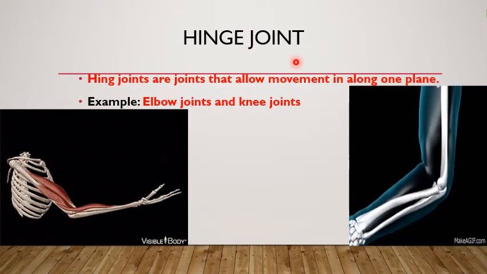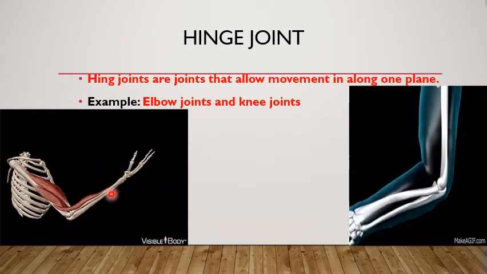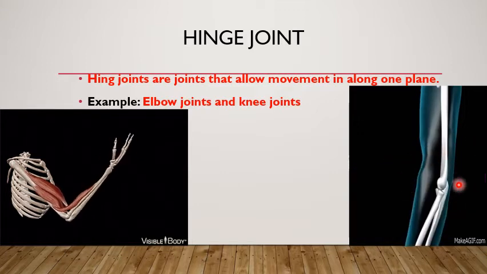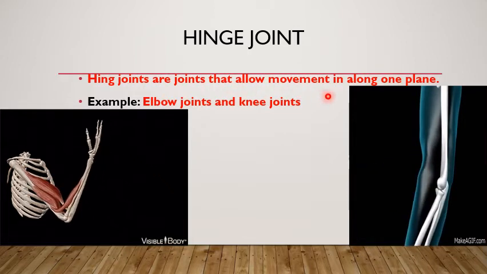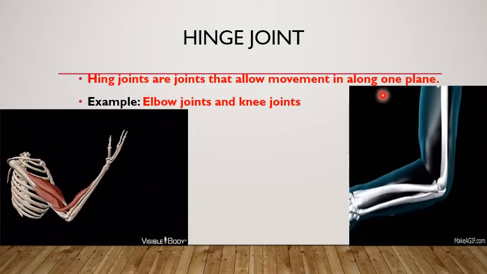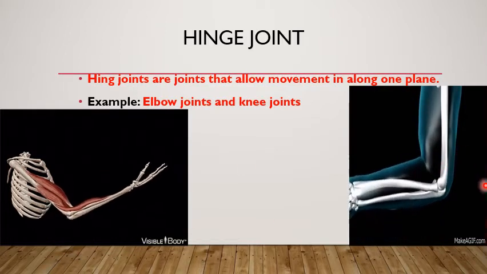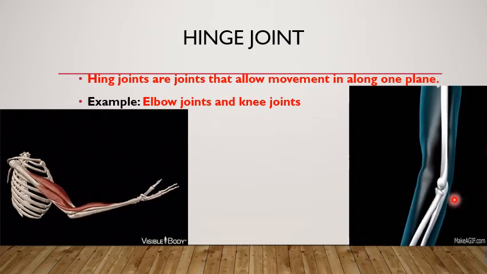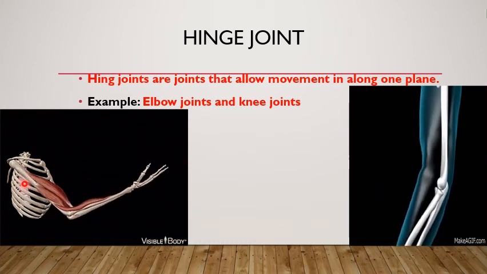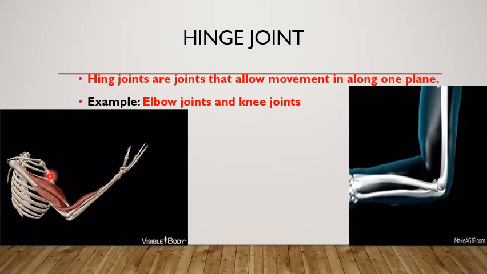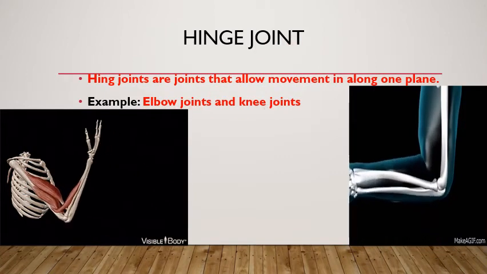So first we discuss hinge joint. Hinge joints are present in the elbow and in the knee joint. Hinge joints are joints that allow movement along one plane. You cannot move your hand in both directions, and you cannot move your knee in both directions. The knee can move only one side, at the back. The hand can move only to the front side. So hinge joints are present in the elbow joint and knee joint.